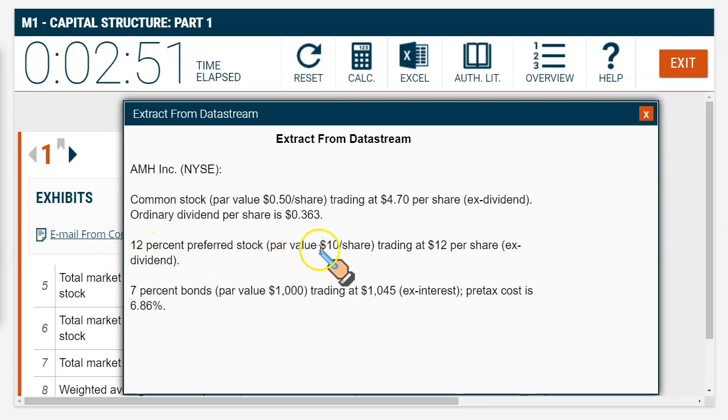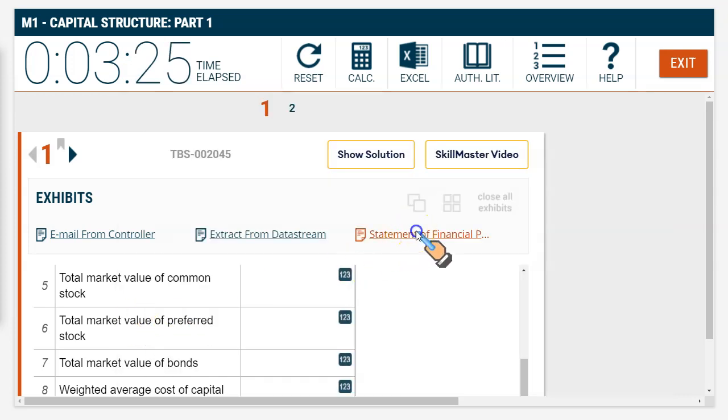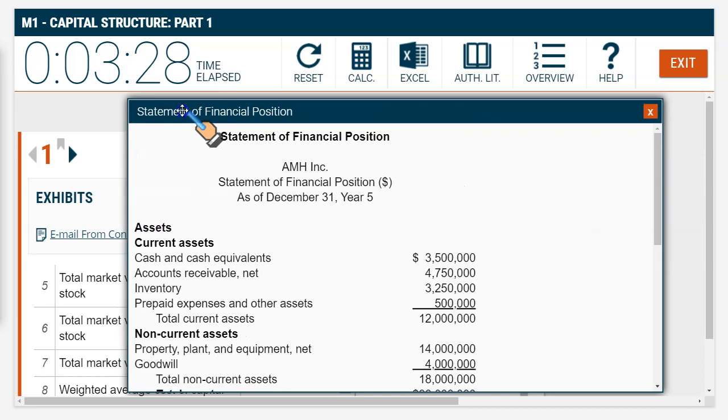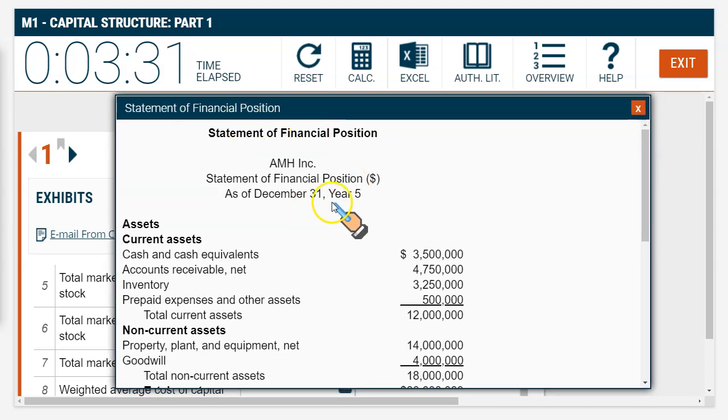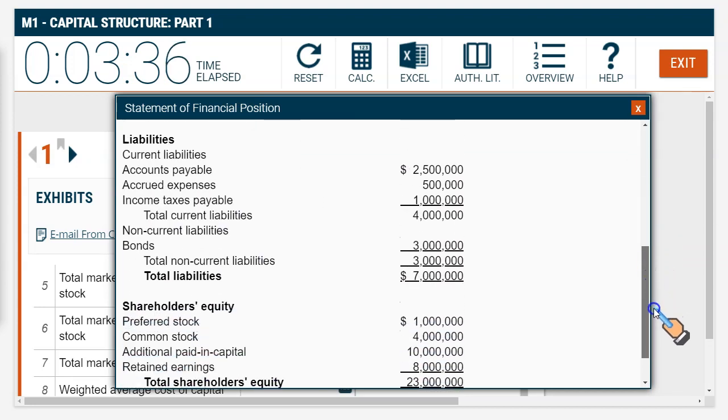12% preferred stock, par $10 per share, trading at $12 per share. We need to keep that information and write it down on the papers that are given to us in the Prometric Test Center during our exam. And the last one, 7% bonds, 1,000 is the par, trading at 105.45, without interest, and pre-tax cost is 6.86, which we can simply use to calculate on an after-tax basis. And the third component is given as your balance sheet at the end of December 31st, year 5: current assets, non-current assets, liabilities, and equity. So this is all given.